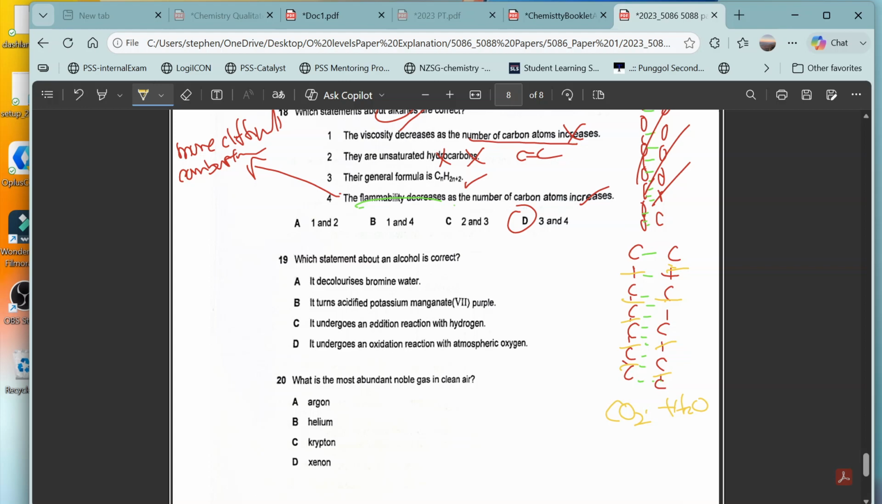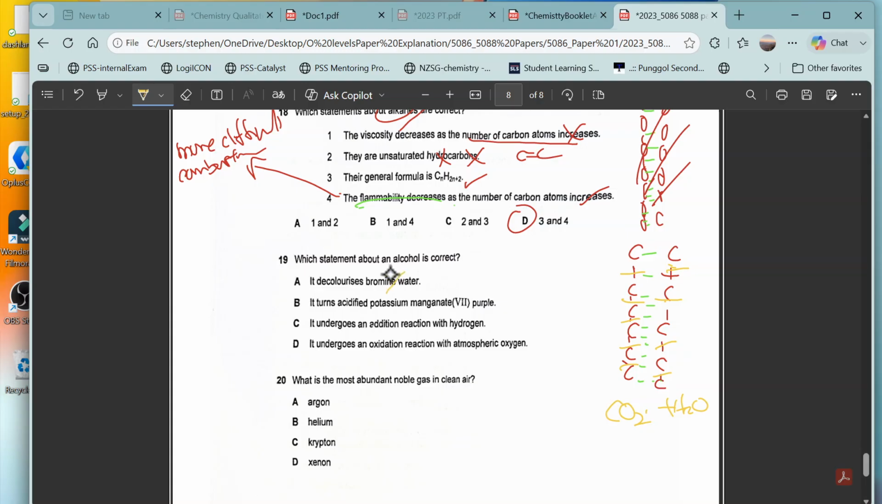It is the same for the alkenes. It's the same for the alcohols. So it's more difficult to burn, say, butanol compared to methanol or ethanol. Ethanol is very flammable. That means the flammability increases. It's very easily burnt. Number 19, which statement about an alcohol is correct? So this one, learn by heart.